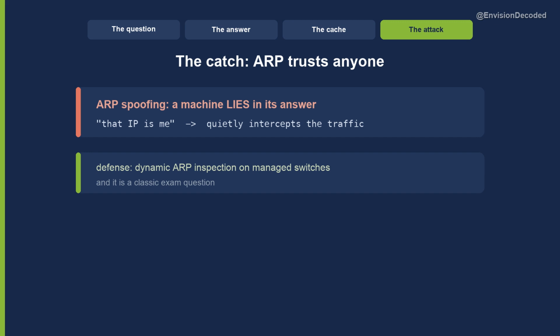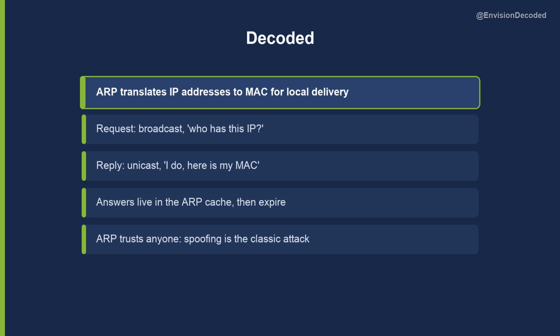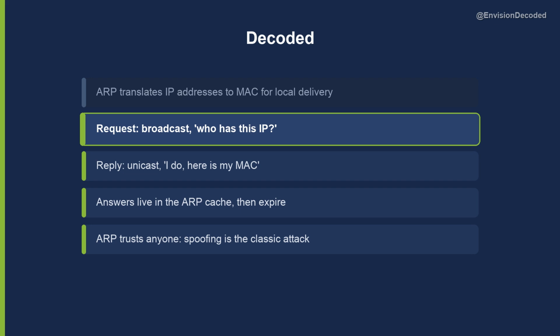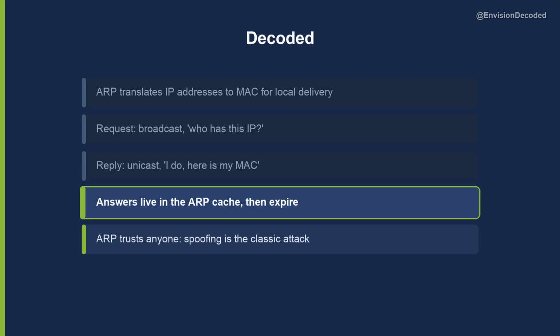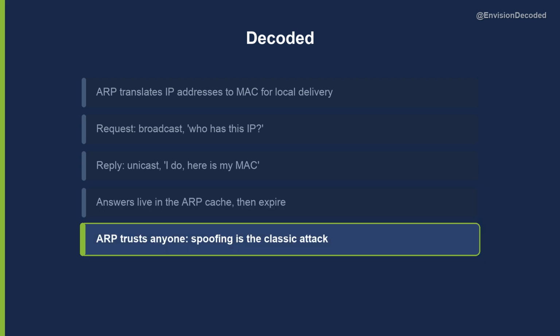So, to decode it. ARP translates IP addresses into MAC addresses for local delivery. The request is a broadcast. Who has this IP? The reply is Unicast. I do. Here is my MAC. Answers get stored in the ARP cache and expire after a few minutes. And because ARP trusts anyone, ARP spoofing is the classic local attack to know.